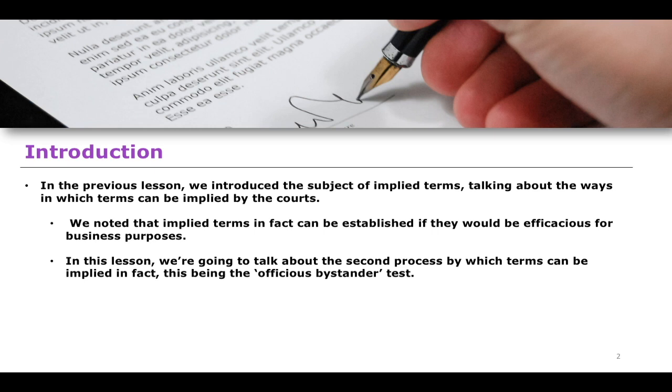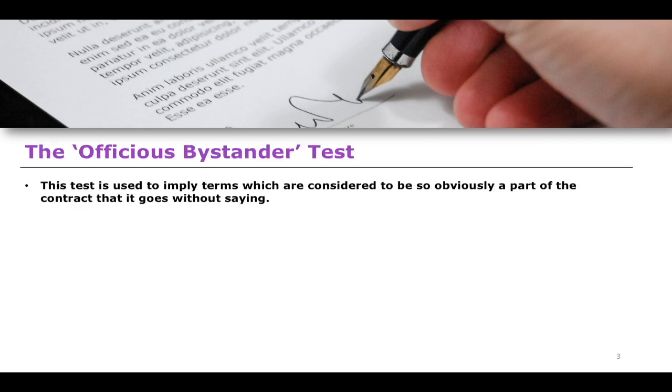This lesson is going to talk about the second process by which a term may be implied in fact, this being the officious bystander test. So generally speaking, when we think about terms implied by courts in fact, there are two routes you can go down. You have the efficacious business test, and then you have the officious bystander test. What the officious bystander test tells us is that we can imply terms which are considered to be so obviously part of the contract that it goes without saying.